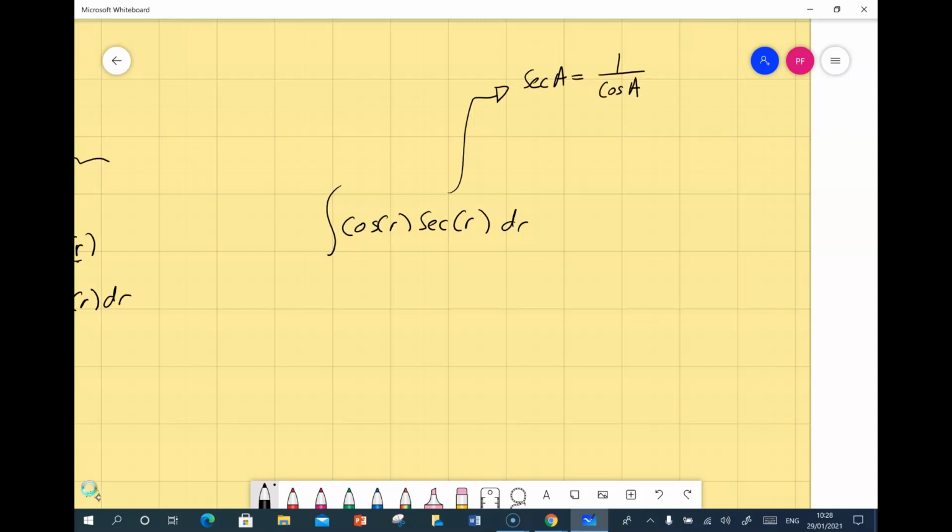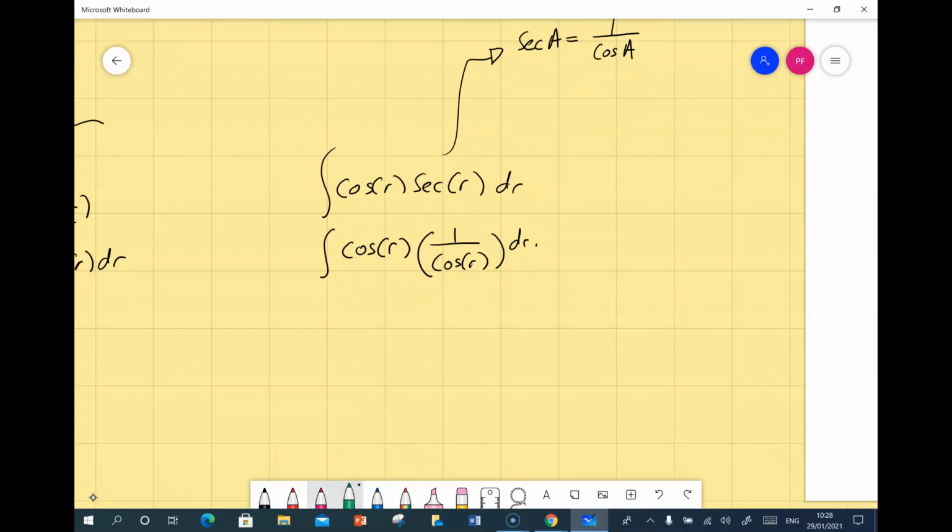Okay, so I could actually rewrite this if I wanted to. So cos of r is fine, but sec of r could just be written as 1 over the cos of r dr. Now, just to simplify that, if you wanted to write cos r as a fraction, you can have it over 1 if you want. It doesn't make a difference. But when we multiply fractions, the top multiplies the top and the bottom multiplies the bottom. So I get cos of r over cos of r. But something over itself is equal to 1. Like if I have 3 over 3, that's the same as saying 1.